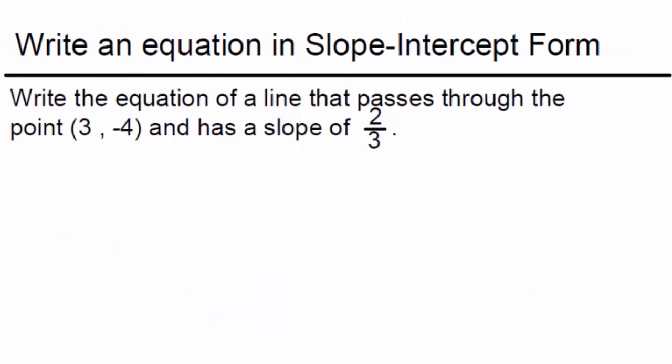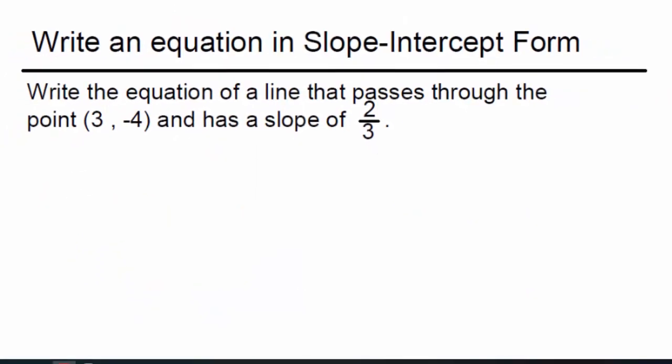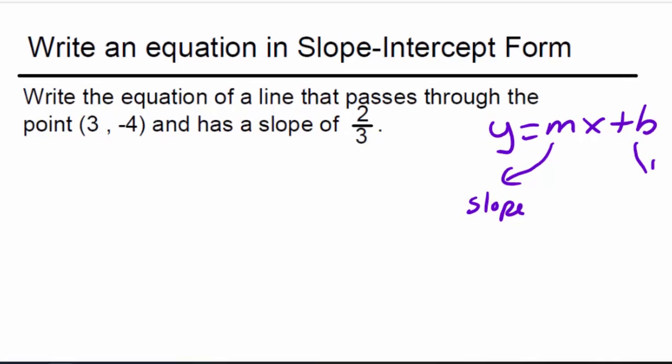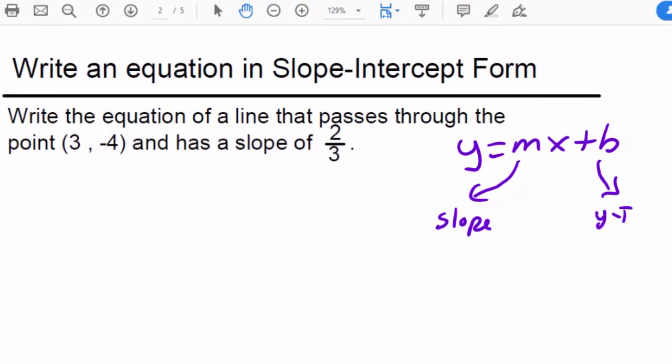Okay, so here's our first one. Write an equation in slope-intercept form. Well, first of all, slope-intercept form is y equals mx plus b, where m is the slope and b is the y-intercept. And remember, the y-intercept occurs when you have a 0 in for x. So we're going to keep that in mind as we solve this. There's really only two things we've got to find, the slope and the y-intercept.